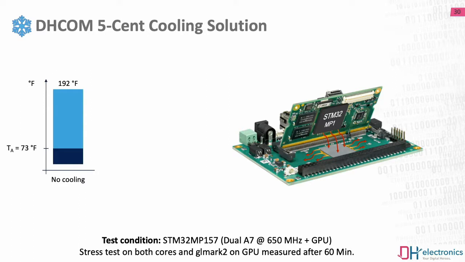At the example on the left side, we mounted our standard Pico ITX carrier board with the DHCOM STM32MP1 module in a small metal housing. This means in a closed box. Then we did the first test without gap pad between CPU and mainboard and started a benchmark test on both cores and an additional GPU benchmark test. With that conditions, the CPU gets 192 degrees hot. This is completely without cooling. Then we add the gap pad between the CPU and the mainboard and reduced the CPU heat to 165 degrees.